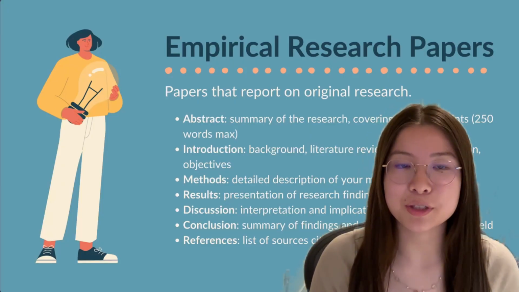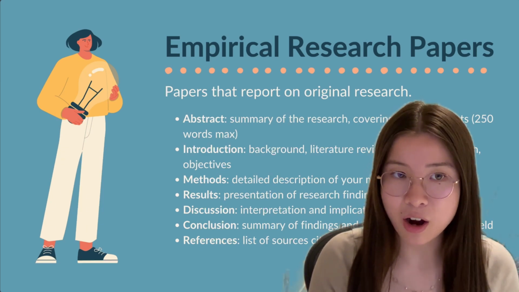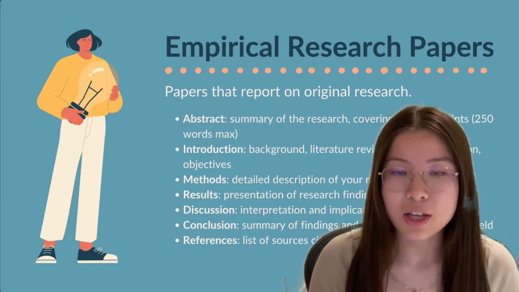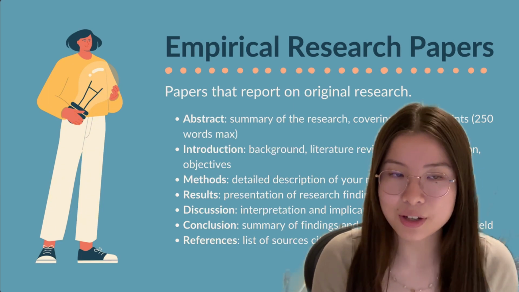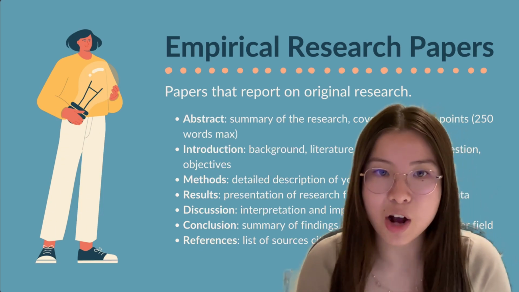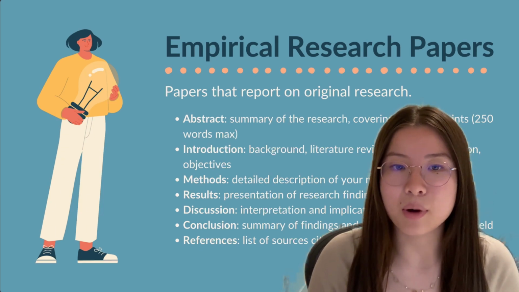Empirical research papers are the first type that we're going to look at. They're based on original research conducted by the author. These papers are common in the natural and social sciences, so they can report on experiments, surveys, observational studies. For example, if you conducted a study on the effects of plastic pollution on marine life, you would write an empirical research paper on that topic.